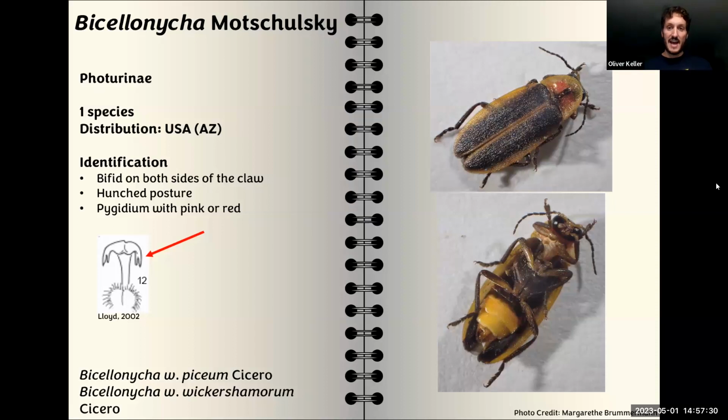And then the pygidium at the end usually has pink or red. You can't quite see that here. And it has a hunched position. I will show you in the next genus, Photuris, but when they sit, their shoulders, up here, are higher than the rest of the body, which gives them this hunched way of looking. And that's also a good way to identify the subfamily, Photurinae.